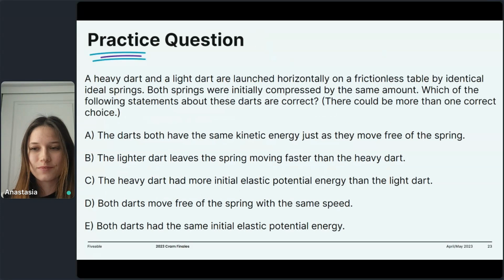Next slide, please. So do this practice question, and there are going to be multiple answer choices for this practice question, so you can type your multiple answer choices in the chat.